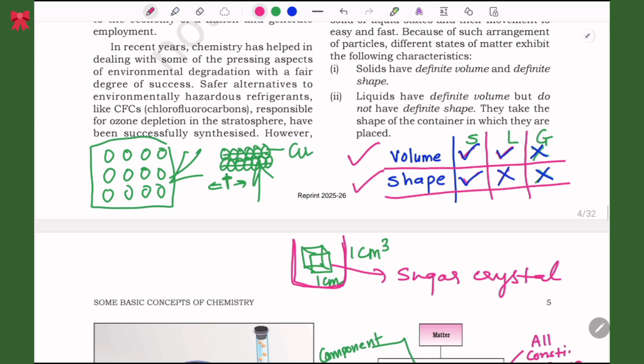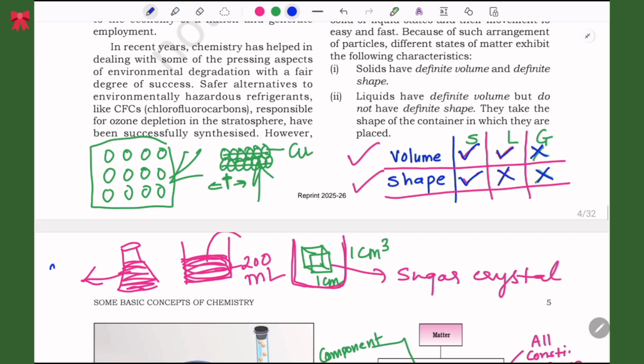On the other hand, if we take water and pour it in a beaker, it's going to take up the shape of the beaker. So it's going to look like a cylindrical shape. If you put it in a conical flask, the water will appear conical in shape. So the shape of the liquid is not fixed, but its volume is fixed. If you poured 200 milliliters of water in this beaker, the same volume is going to be there in the conical flask. It's not going to change; it is fixed.